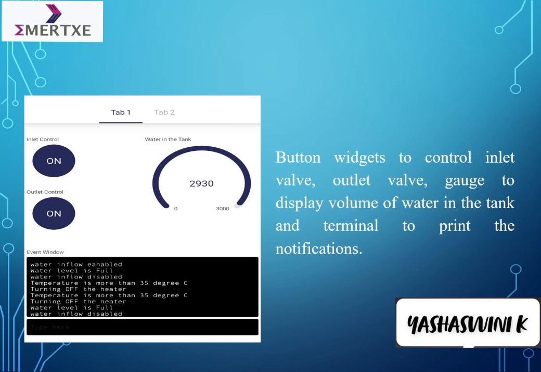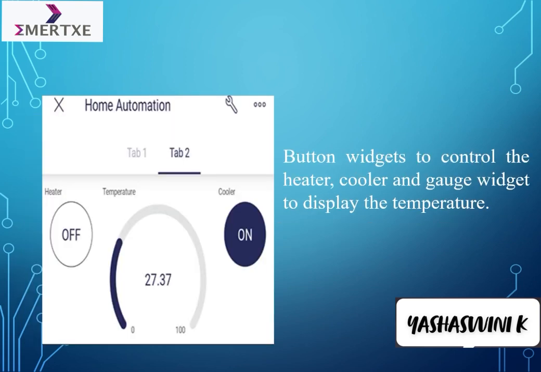In this tab, we'll get to know the inlet control and outlet control. Here the water which is in the tank will be shown in this tab. Button widgets to control inlet valve, outlet valve, gauge to display volume of water in the tank, and terminal to print the notification.